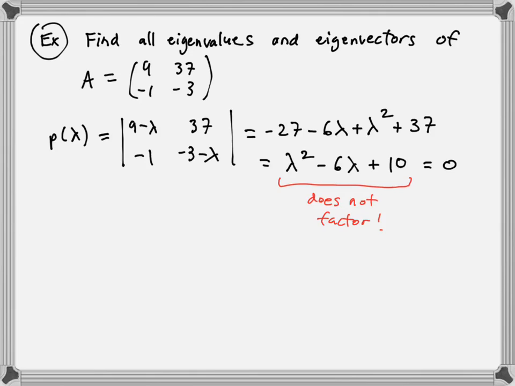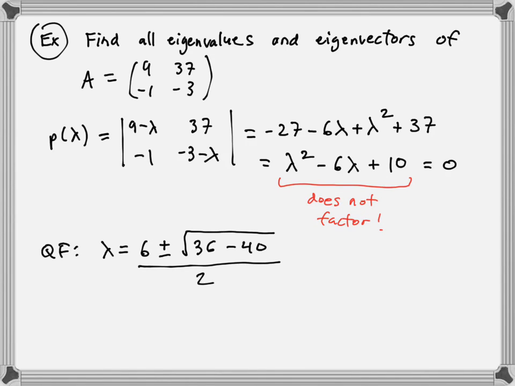Okay, so we can go ahead and use the quadratic formula. The quadratic formula says that lambda is going to equal -b, that's 6, plus or minus the square root of b squared, which is 36, minus 4ac, so minus 40, all over 2a, so 2. What is this equal to? This is equal to 6 plus or minus the square root of -4, all over 2, which is equal to 6 plus or minus 2i, all over 2.